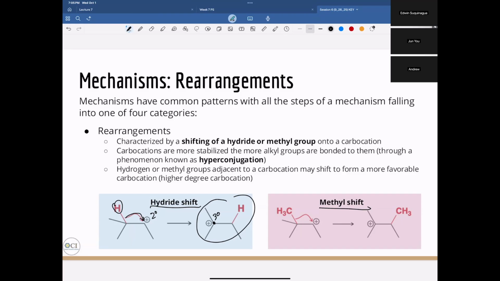Same case for methyl shift. It's the exact same mechanism, except instead of a hydrogen, it's a methyl group. So we shift the methyl group, and then we get a tertiary carbocation instead.